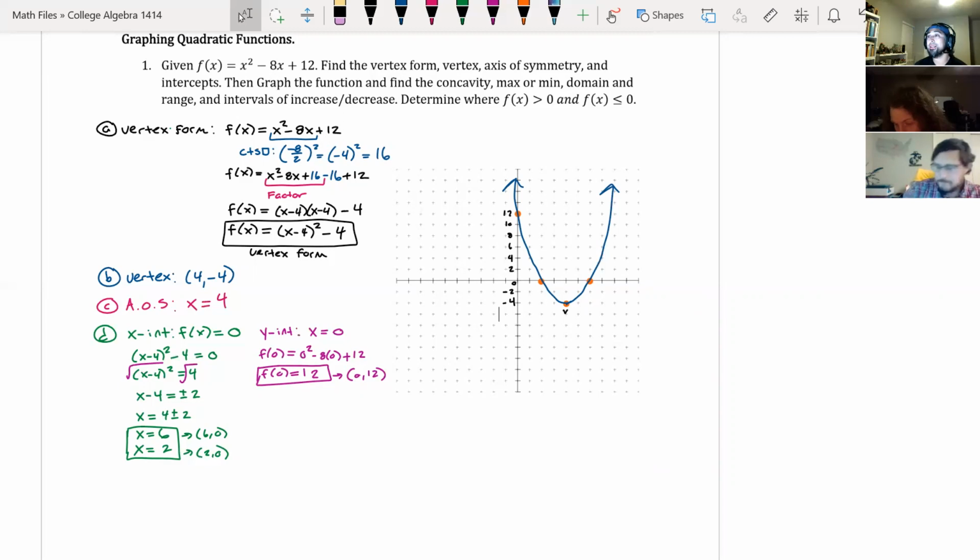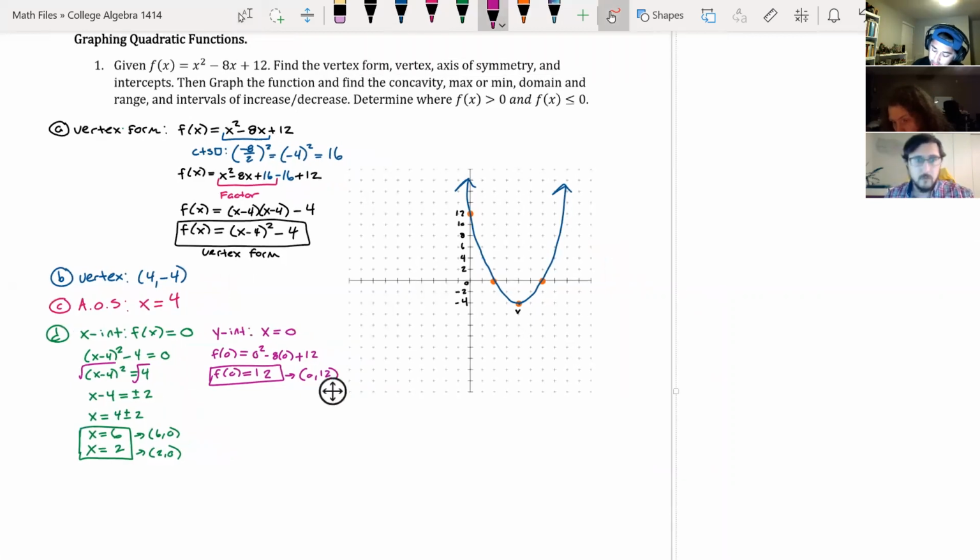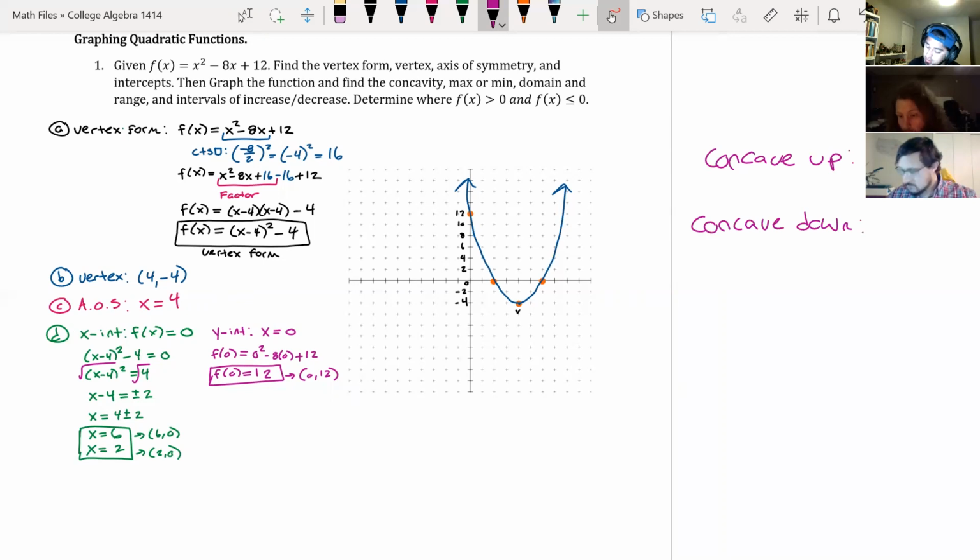Next is something called concavity. I'll put a little side note over here. If you're concave up, you would look something like this. If you're concave down, you would look something like that. The reason I put breaks in it is because you can have a graph that is both concave up and concave down, but you can also have a graph that is fully concave up or fully concave down. Since this graph opens up, this graph is fully concave up. So we'll just put that here.